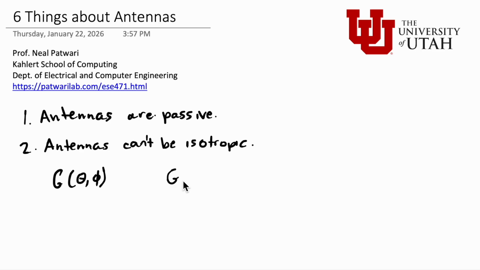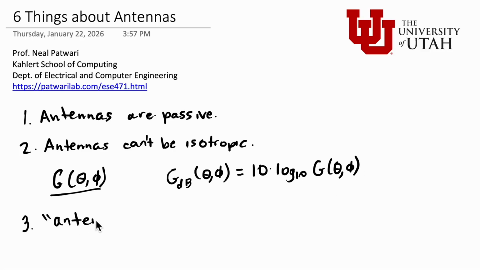Oftentimes you'll see the gain function represented in dB, that is G with the dB subscript, and that dB version of the antenna gain pattern tells us what to add in dB to the power of the received signal. But here I'm going to talk about this linear gain pattern function.